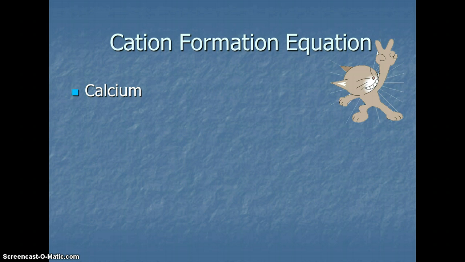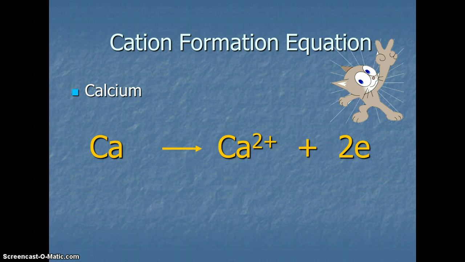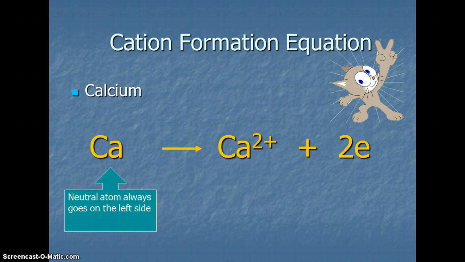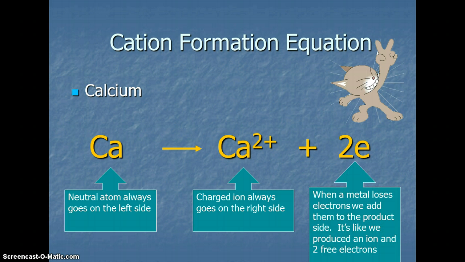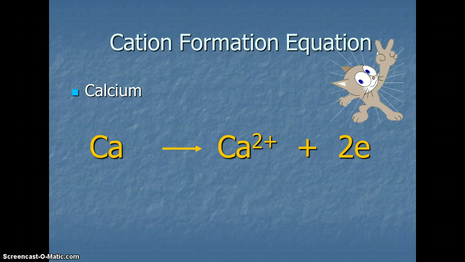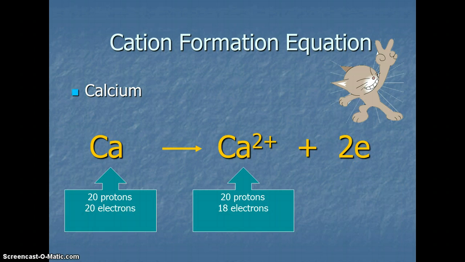Now let's take a look at a cation formation equation. This time the electrons are on the product side because they're being released. They're not being gained. Remember, cations are formed when the atom loses electrons. So we have the neutral atom, calcium, on the left side, and it loses electrons, and so now it becomes calcium 2+, and then we also have the 2 electrons that are being lost on the product side. So we have 2 free electrons there. 20 protons, 20 electrons, then 20 protons, 18 electrons, and the 2 free electrons. Everything is accounted for.